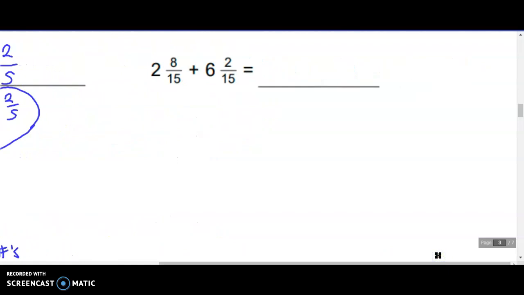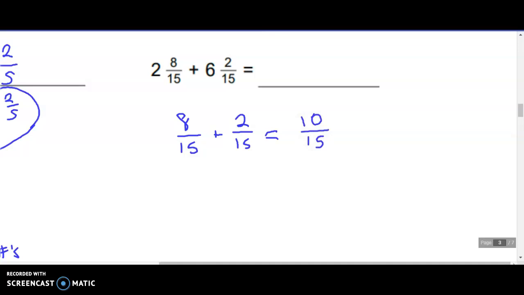If I look here, first I'm going to do 8/15 plus 2/15, and we don't have to borrow, or we don't have to carry here at all, because we get 10/15.